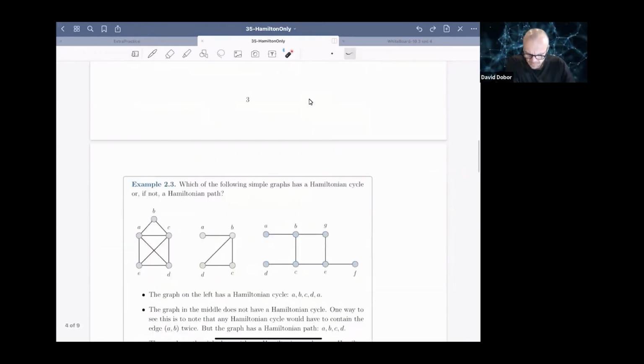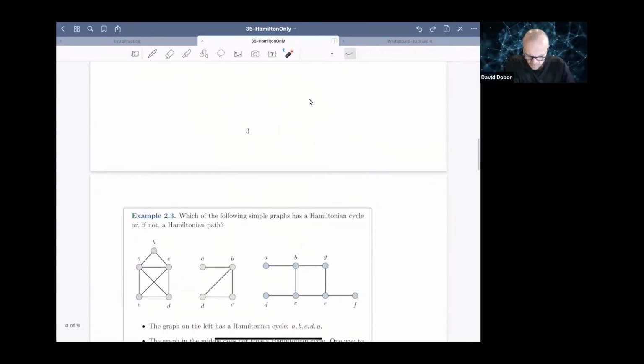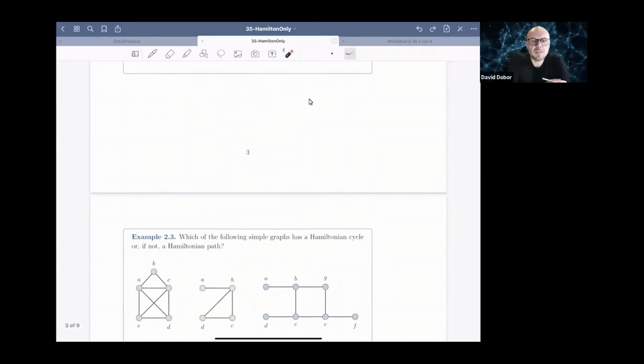Okay. So let's see what graphs are Hamiltonian. So let's start here. First of all, is it clear what the definition is of a Hamiltonian cycle? Again, for a graph to be Hamiltonian, we need a cycle. Now, can I ask you this before we even get to examples? Is the following claim true?